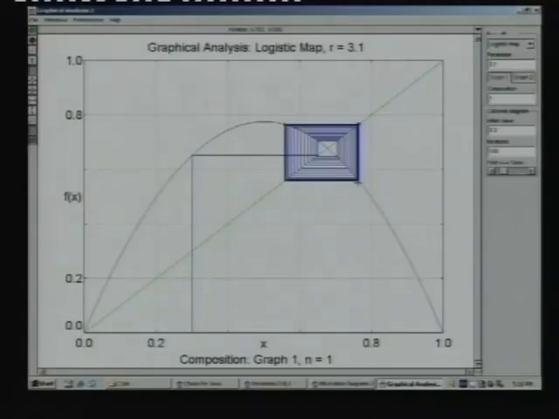Again, here the slope is negative, here the slope is negative, multiply them, what do you have? A positive slope. So, you have a positive slope that is less than 1. Okay.